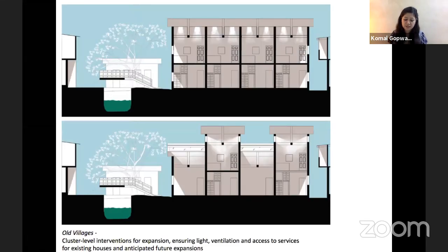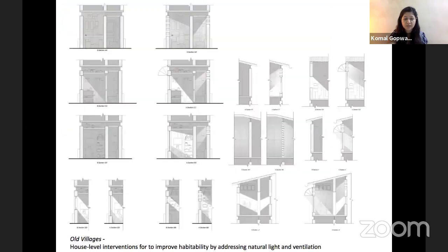That brings me to the intervention strategies that we did in the last year, with this understanding of the existing practices, the existing networks, and the existing material practices that are ongoing. In the old villages at the cluster level, there was a requirement for a soft regulatory landscape to suggest how expansions can take place, while ensuring light and ventilation and space to accommodate newer services for future expansions. At the house level, there was always a negotiation between light and ventilation versus privacy.